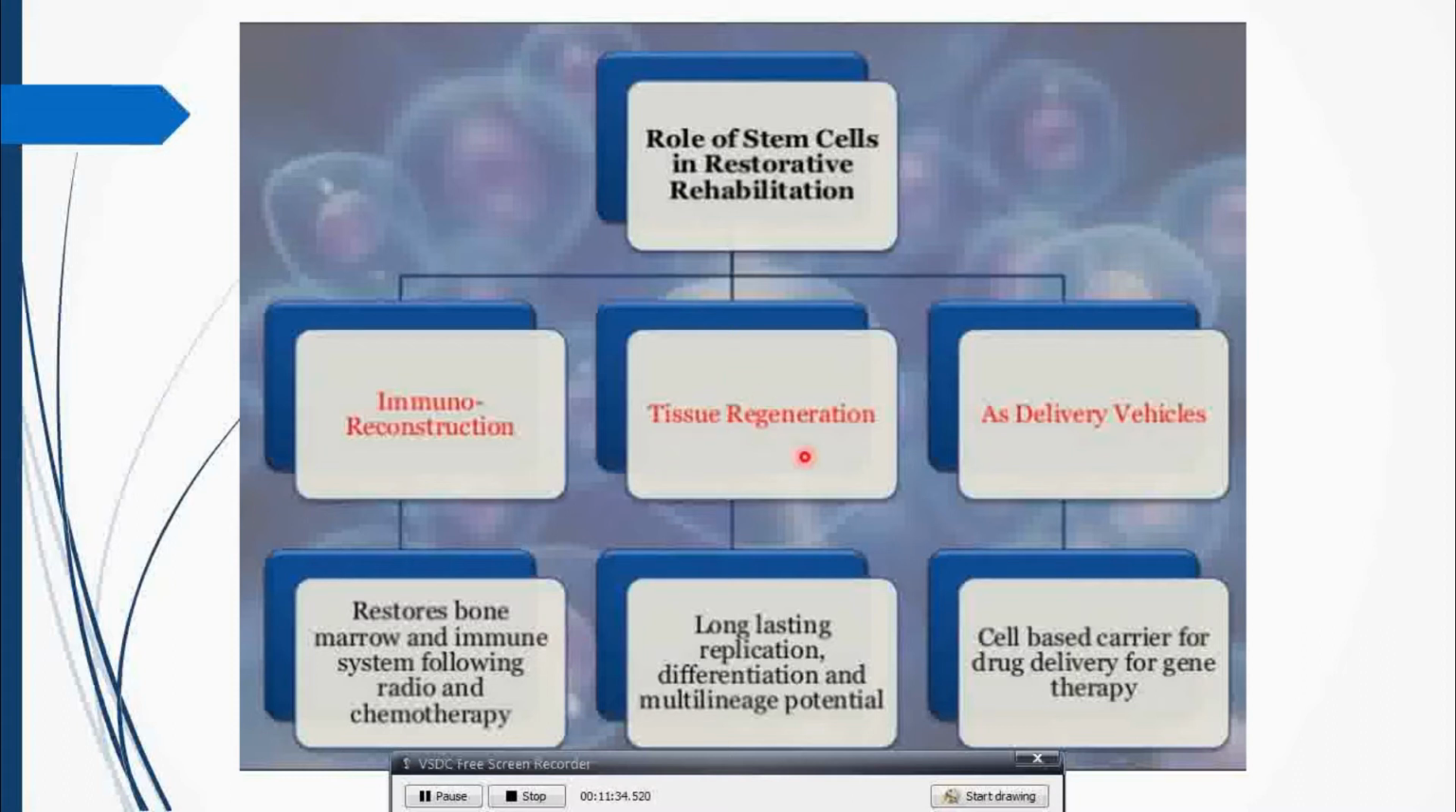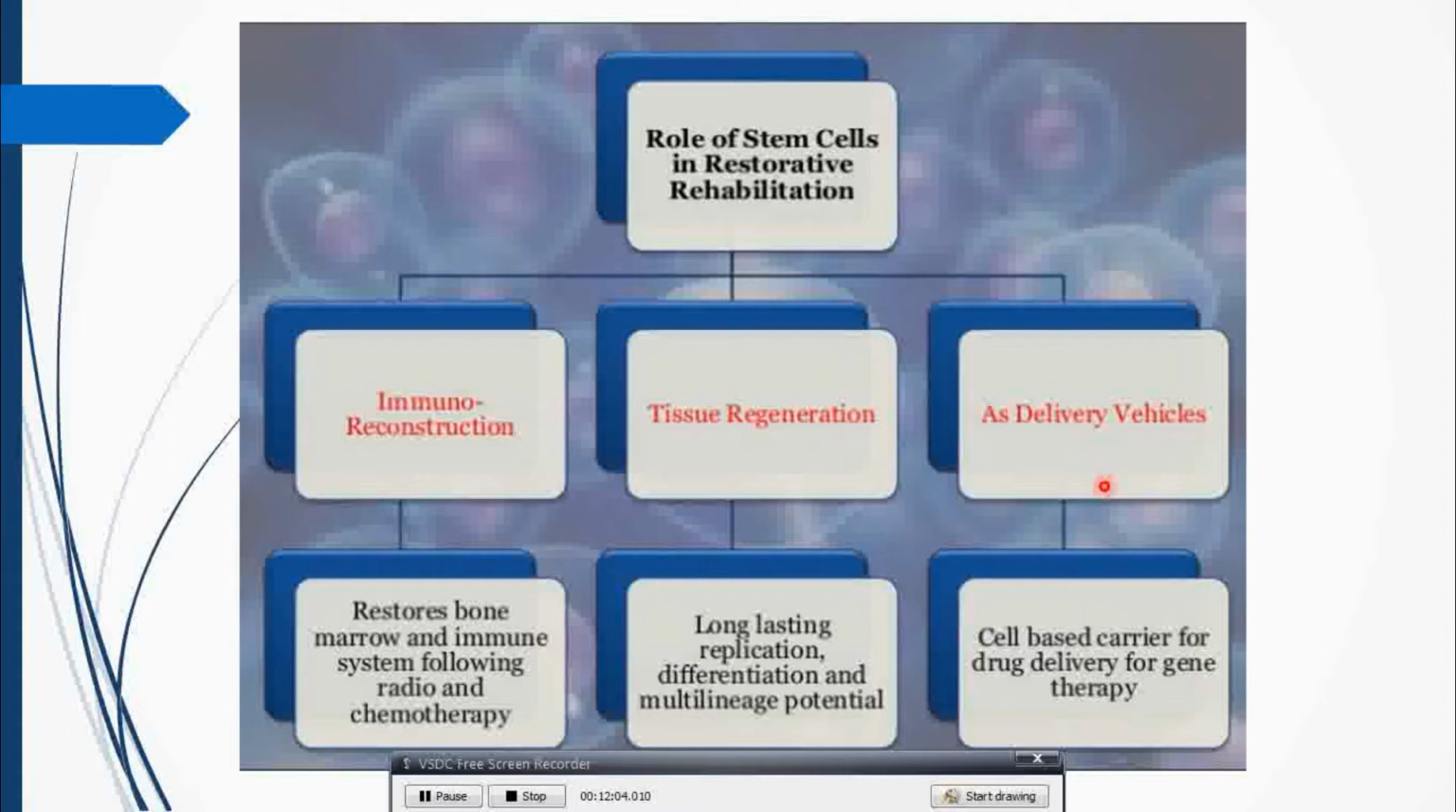Okay, another one is tissue regeneration. Ni kita ada tengok example dia previously. Long lasting replication, differentiation and multilinear potential. We try to replicate. Ni kita cuba gunakan stem cell untuk hasilkan balik sel ataupun tisu yang hampir sama dengan orang yang kita culture kan, sel yang daripada origin. So that's used for tissue regeneration.